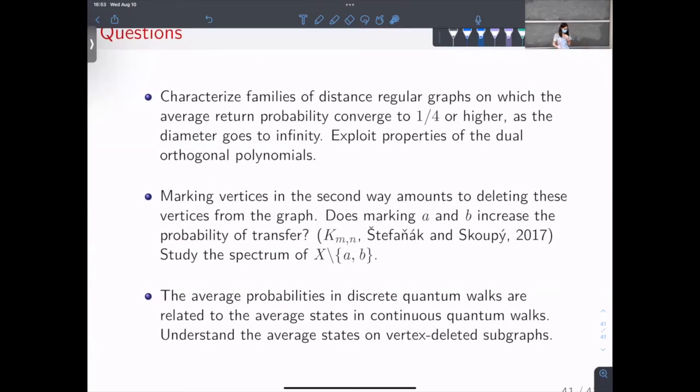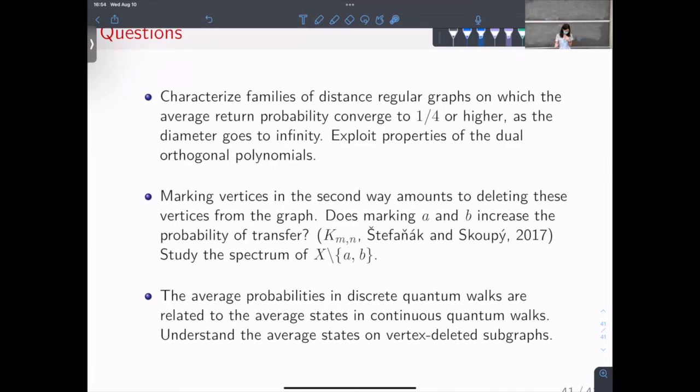The number one question is to characterize families of DRGs other than the Johnson graphs and the cubes, on which the average return probability converges to 1/4 or even higher. And especially, for which non-bipartite DRGs does this converge to 3/8? And we probably have to explore the properties of the dual orthogonal polynomials and how that behaves if you delete vertices.